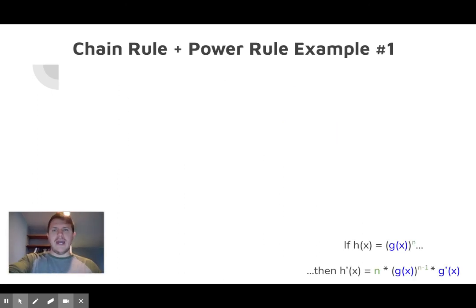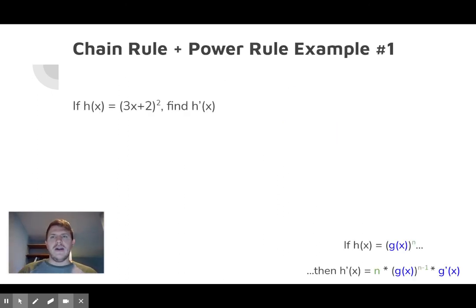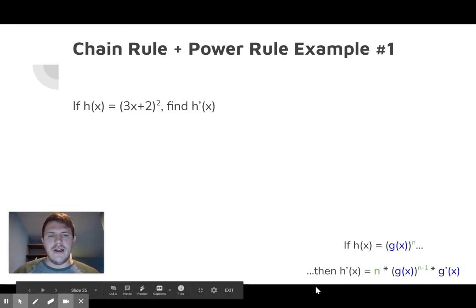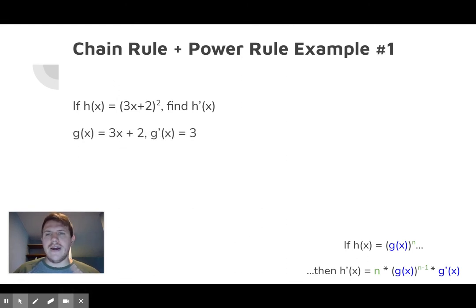First one I want to take a look at is this one right here. So if we have a function h of x equals (3x plus 2) squared, find the derivative of h. Okay, and I'll leave the rule that we have down here in the corner. So here's what we do. We say, okay, g of x is 3x plus 2. Therefore, the derivative of that is just 3. Okay, so we've got that taken care of.